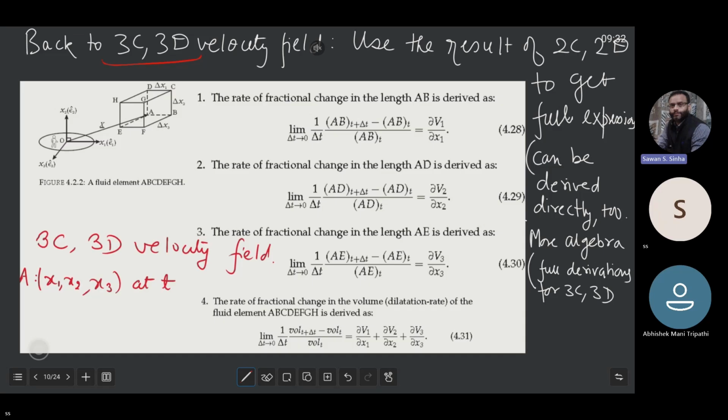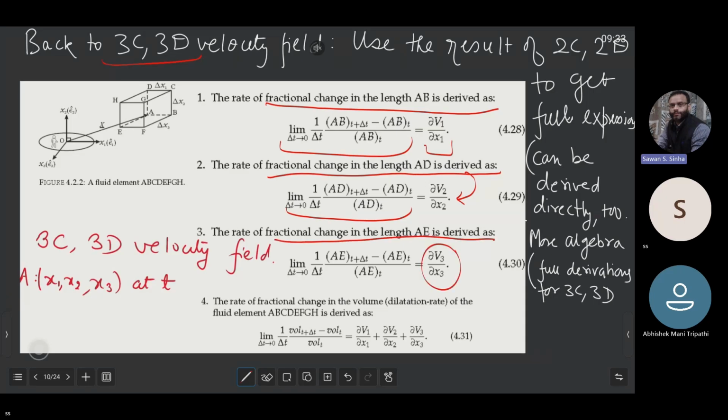This is the fluid element, a cuboidal fluid element. First question: rate of fractional change in the length of AB. That is defined in this way. Even in the 3C 3D case, it will turn out to be the same as in 2C 2D. As far as length AB is concerned, same situation: del V1, del X1. All right. Second, the rate of fractional change in length AD is, of course, this is the definition, and this is the derived expression. Same as 2C 2D. Same thing goes for the rate of fractional change in length AE. It will turn out to be del V3, del X3.